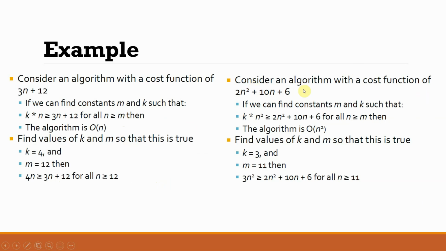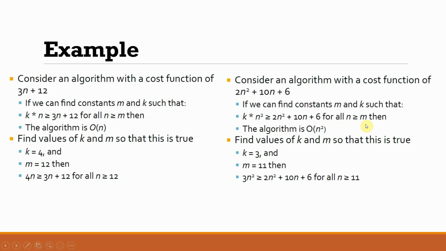Another example here shows another cost function, 2n squared plus 10n plus 6, right? Again, you know that this is going to be the dominant term. We know that the big O notation for this one is big O of n squared. But we want to find out for what value of coefficient k, k times n squared is always going to be bigger than 2n squared plus 10n plus 6. And what is going to be the threshold value?